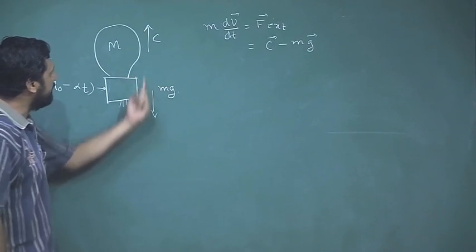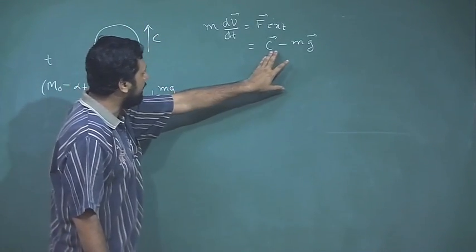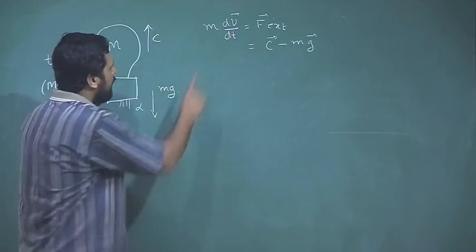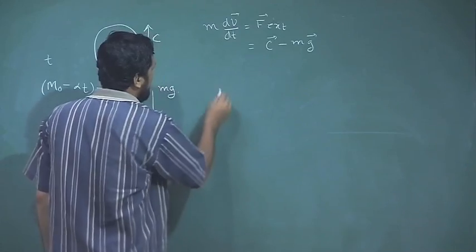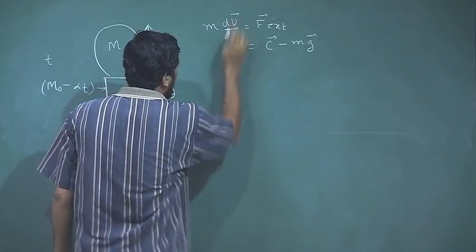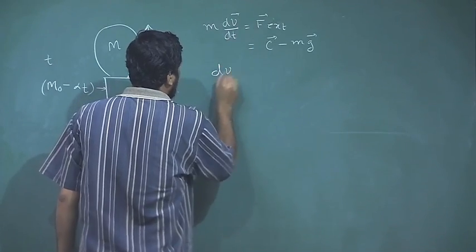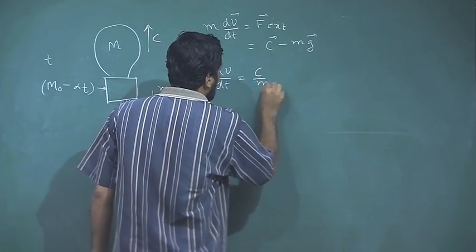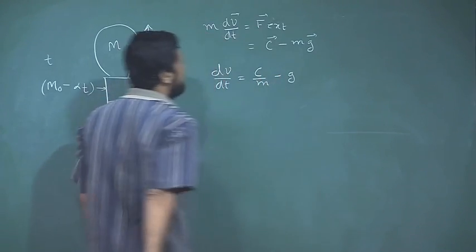Okay. So, your net external force is c minus mg, because as the sand is getting released, the mg component is decreasing. So, the balloon is moving upwards. So, the net external force is pointing upwards, and so is the velocity. Okay. Now, because they are both in the same direction, immediately we can get rid of the vector sign, and we can write this as dv/dt equal to c by m minus g.